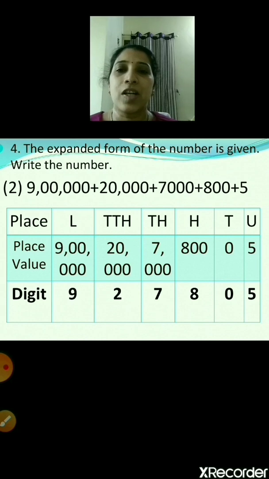First, we'll take the first part, 9 followed by 5 zeros. First 0 in the units place, second 0 in the tens place, third 0 in the hundreds place, fourth 0 in the thousands place, fifth 0 in the 10,000s place, and the digit 9 will come in the lakhs place. So we'll prepare the table: units, tens, hundred, thousand, 10,000 and lakh. We already know the first part is 9 lakh, so in the place value of lakh we will write 9 lakh, that means 9 followed by 5 zeros. What is the next part, children?